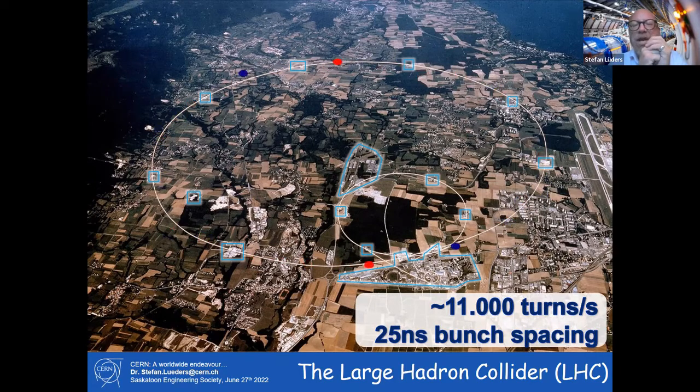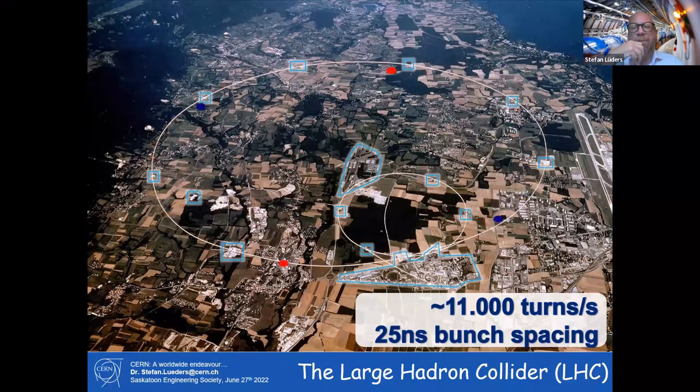And just to give you an idea, we are faster than a Formula 1 car. We're doing 11,000 turns a second. Problematic is, on the right-hand side of this picture is Switzerland. On the left-hand side is France. So those particles are crossing the border twice every 10 microseconds, and there must be passport controls. Actually, there are no passport controls. But this is how it's working.